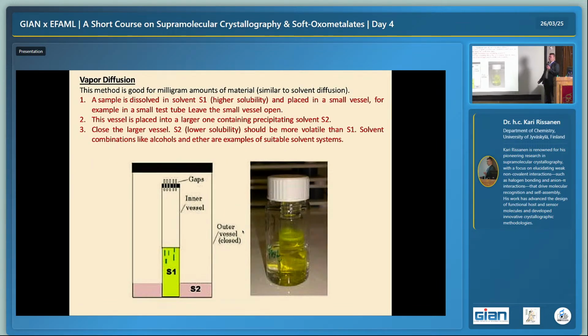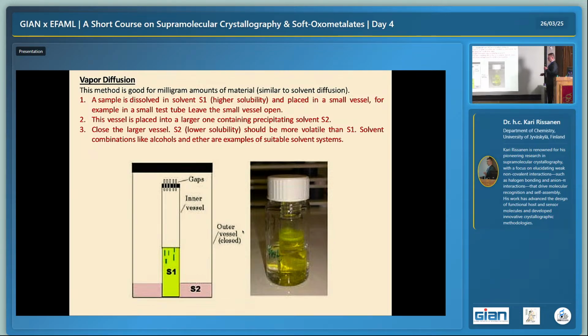But then the method we use, let's say 90% of all the time, is vapor diffusion. And this is a very practical technique to do this. So it's a little bit more demanding, of course, than the slow cooling or slow evaporation, but it's nearly as simple. And it's very easy to do. So it works like this. So the point is that you have again a solvent S1 where your compound is completely soluble. Remember, that's why the solubility profiles are very important.